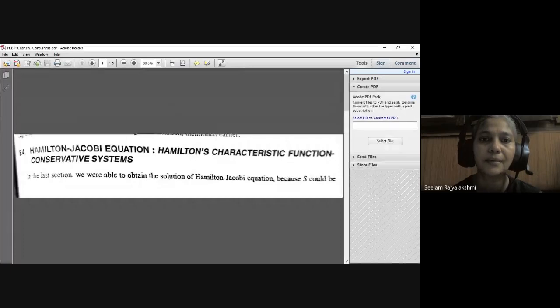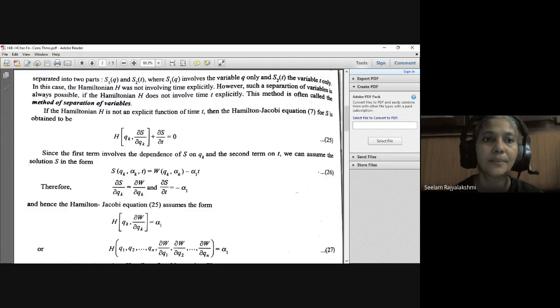Hamilton-Jacobi equation, Hamilton's characteristic function, conservative systems. In the last session, we already discussed and were able to obtain the solution of the Hamilton-Jacobi equation because S could be separated into two parts, S1 of q and S2 of t. Here S1 depends on the variable q and S2 depends on the variable t only. Here the Hamiltonian H does not involve time. Such a separation of variables is always possible if the Hamiltonian H does not involve time, so this method is often called the method of separation of variables.